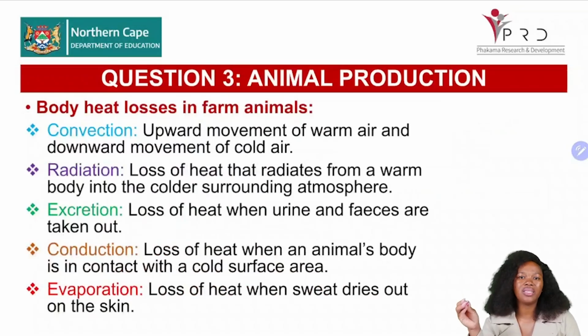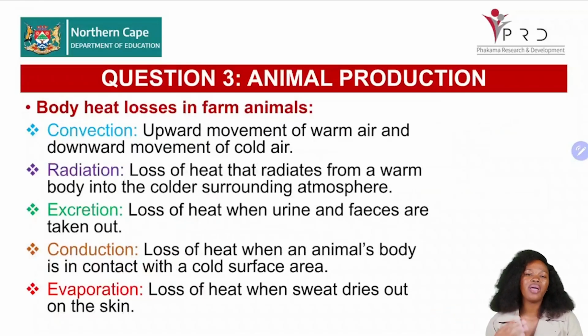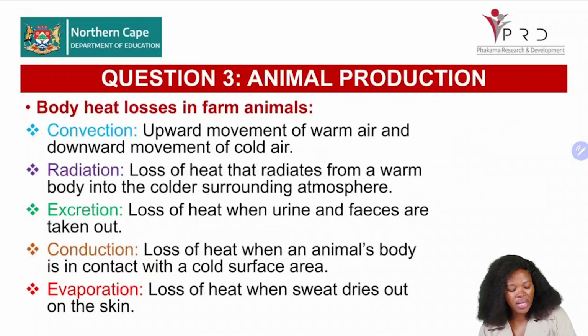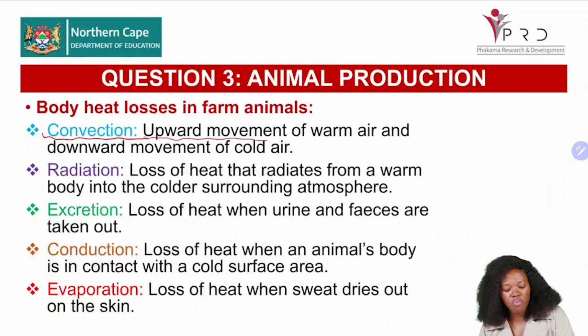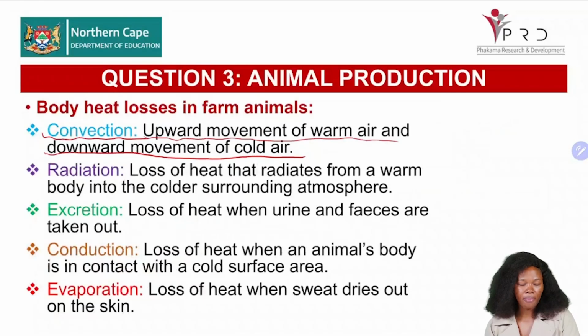Now, farm animals lose temperature or heat in different ways. Remember, we said as much as they are homeothermic, they may suffer from hyperthermia or hypothermia. Now, how do farm animals lose body heat? They lose body heat in different ways or different processes. First one being convection, which involves the upward movement of warm air and the downward movement of cold air.